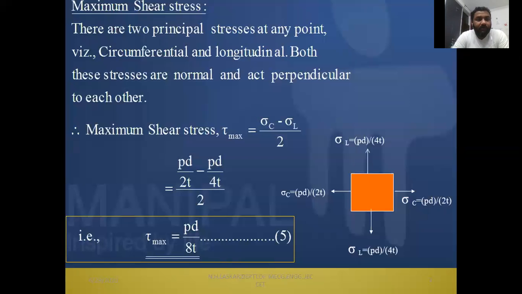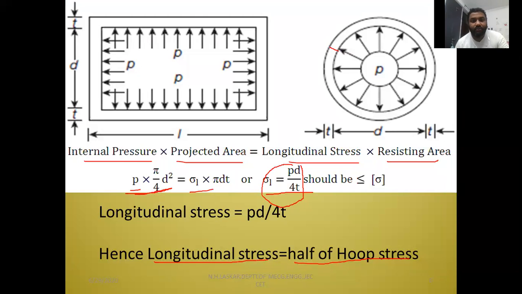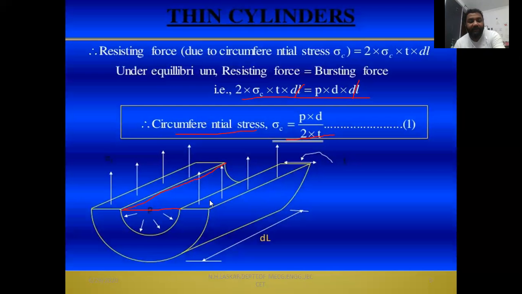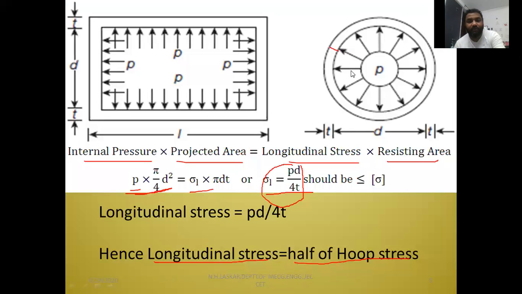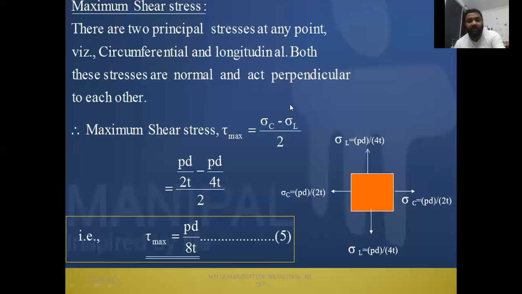Now, maximum shear stress. There are two types of stresses in the case of a thin cylinder. One is called the Hoop stress, that is circumferential stress. Another is called the longitudinal stress. These two stresses are normal and act perpendicular to each other. If you see the earlier diagram, this is perpendicular to the plane, and this is also perpendicular. So both the stresses are normal stresses.